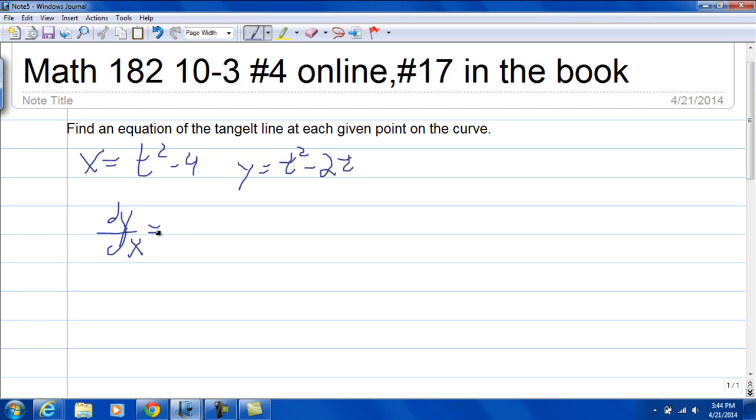dx is going to be dy dt divided by dx dt. So we take the derivative of the y function with respect to t, divide that by the derivative of the x function with respect to t. So we have y equals t squared minus 2t. Its derivative is 2t minus 2. And for x, the derivative of t squared minus 4 is just 2t.